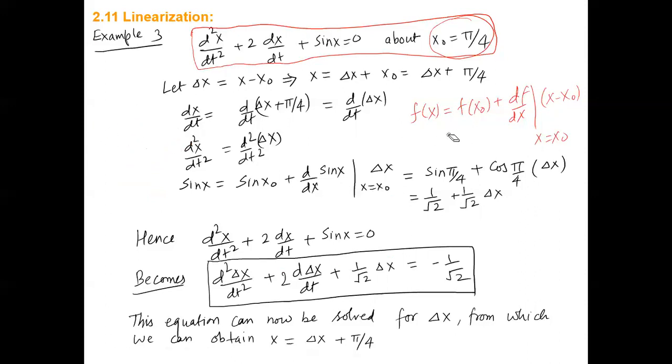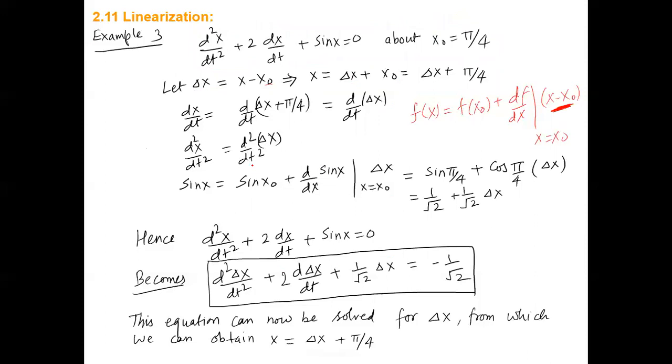So now this guy, let me call it delta x. Delta x equals x minus x0. So what do you get here? What is your x from here? This x0 goes to the right. So x equals delta x plus x0. How much is x0? Pi over 4, right? That's what you got.